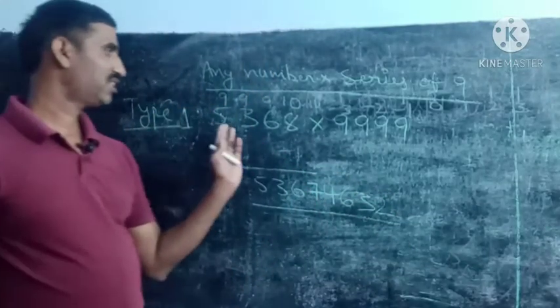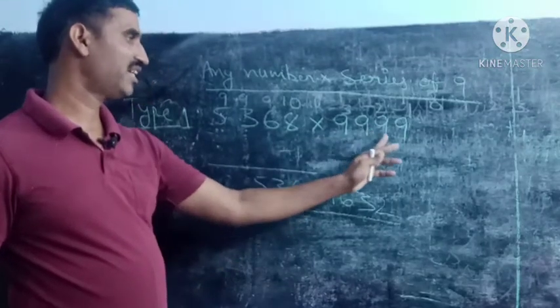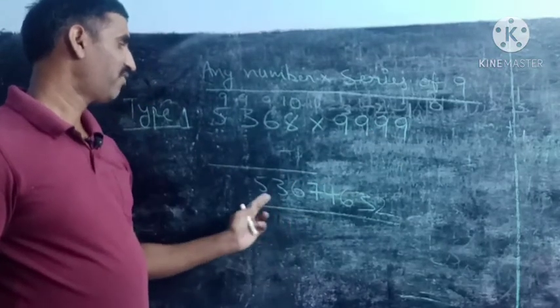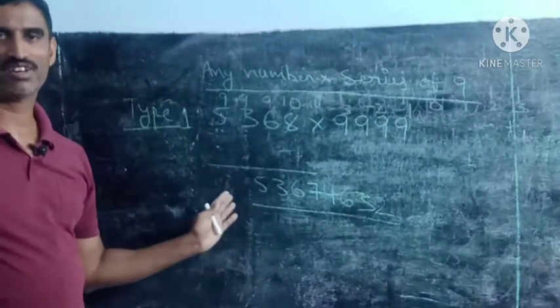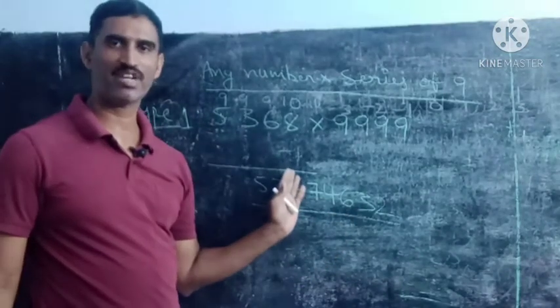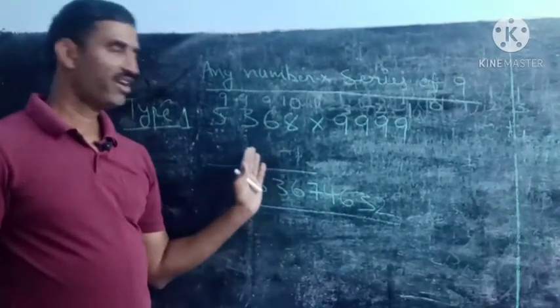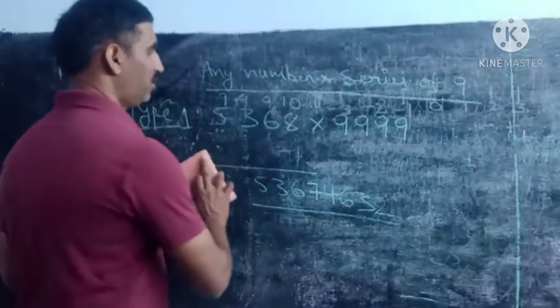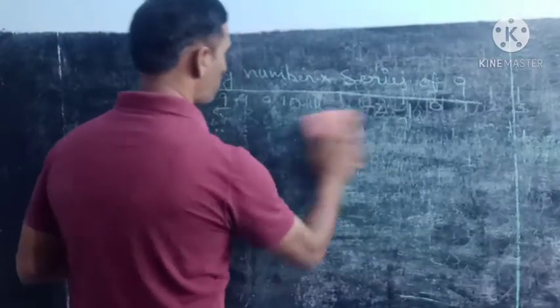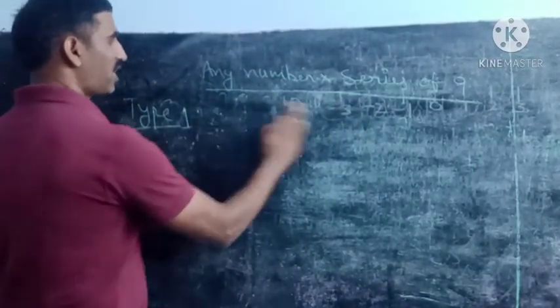See, 5368 into 9999, you will get 5364632. This is the answer. Within 2 seconds you are completed. If you do the general multiplication, it takes more time. So do 1, 2, 3 problems and you can easily understand. I am taking one more example for this type 1.